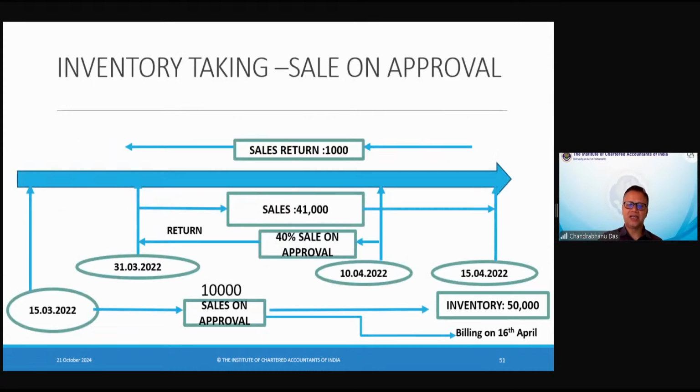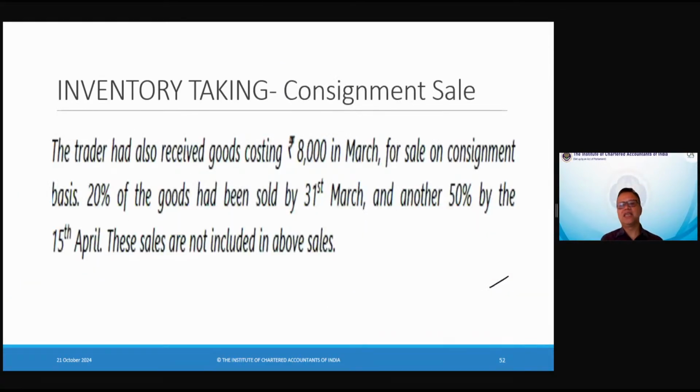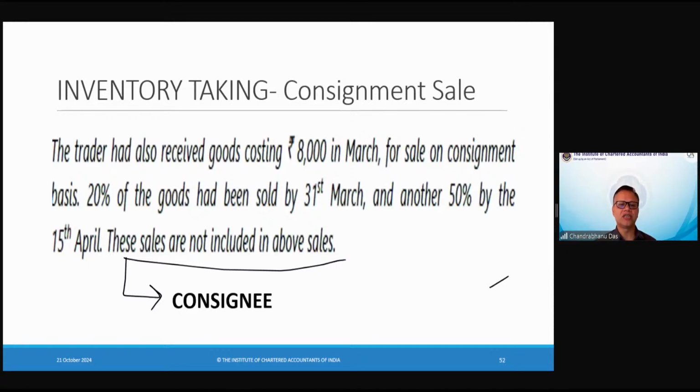First, let us take each of these points on sale or approval and consignment basis. Let us take the consignment basis sales first of all. So 8,000 is in March for sale. 20% has been sold and another 50% by 15th April. These sales are not included in above sales. Here the consigner is the person given in the question, whose inventory we are taking. The consigner has given the goods, and this person is the consignee, whose duty is to sell it to a customer and get some commission from the consigner. 8,000 is valued at cost, so we have been given the cost. The only thing is, out of that portion, you have to think how much is unsold stock.